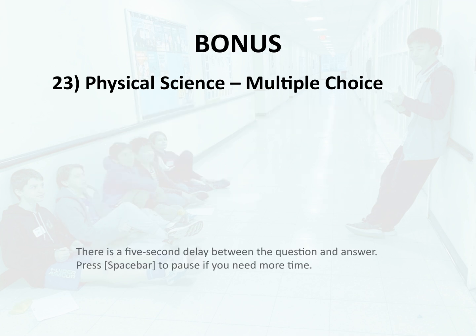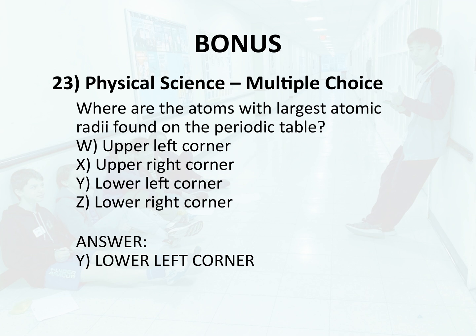Bonus 23. Physical science, multiple choice. Where are the atoms with largest atomic radii found on the periodic table? W. Upper left corner. X. Upper right corner. Y. Lower left corner. Z. Lower right corner. Answer. Y. Lower left corner.